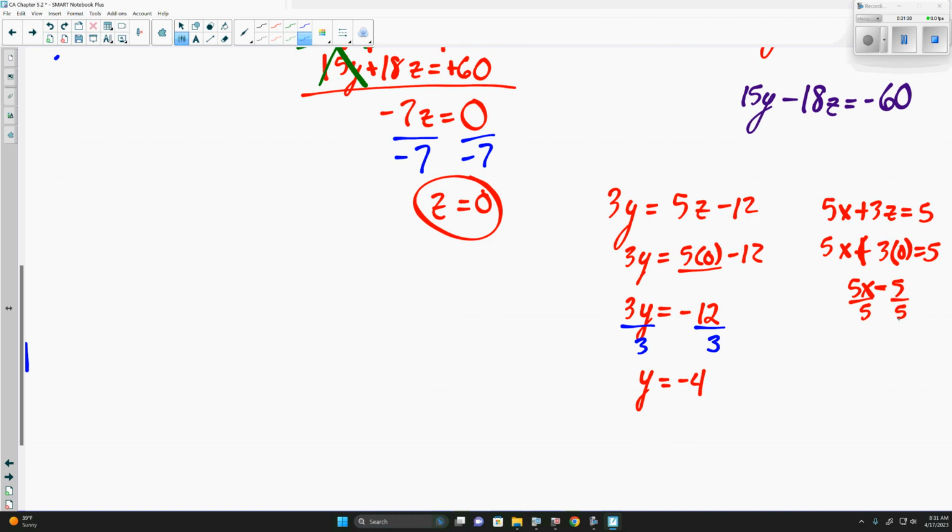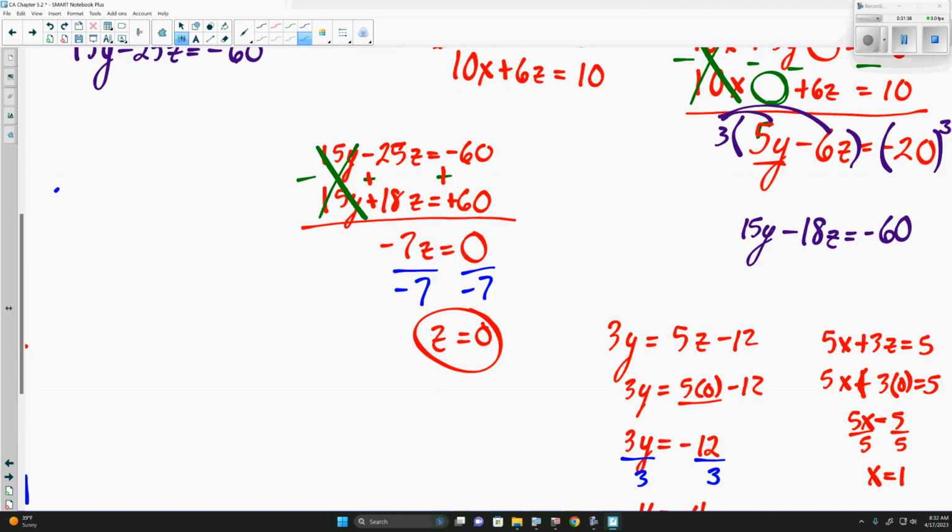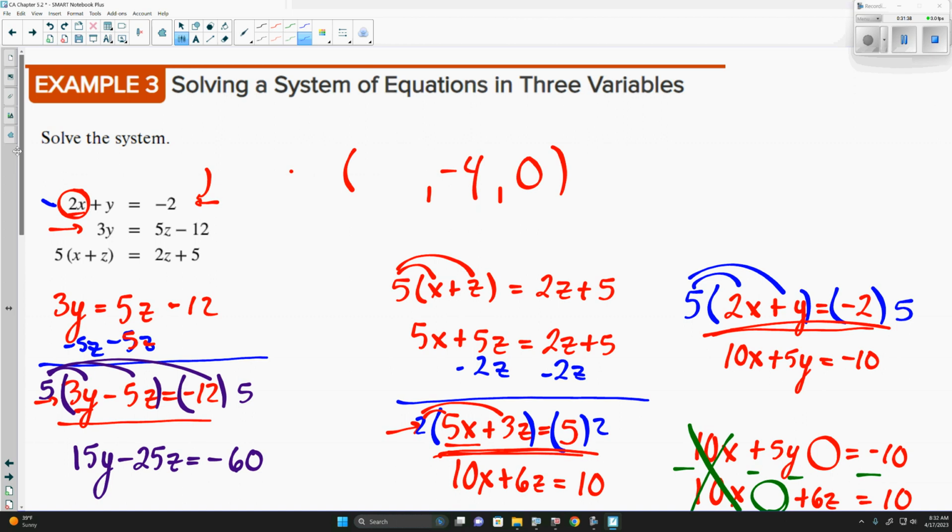We divide both sides by 5, telling us x is 1. So our solution for this is 1, -4, 0. And we could plug this into our original 3 equations, and it will give us a true solution every single time.